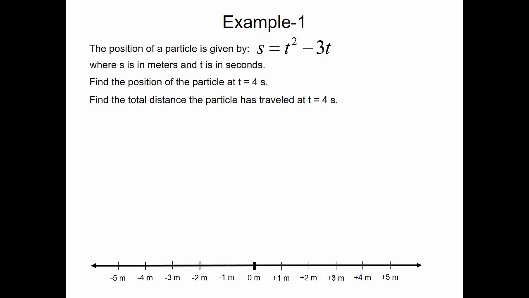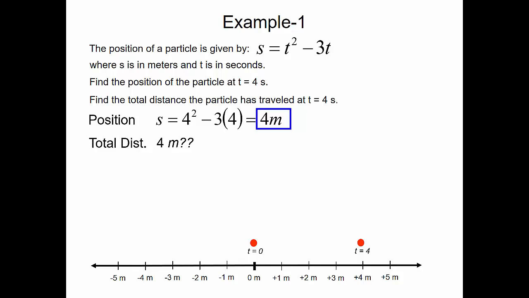Well, the equation that we have is a position equation. So if we simply plug in 4 for our time and solve for the position s, we would get that our position at the time of 4 seconds is 4 meters. If we draw that on our little graph, then we can see that at time 0, our position is 0, and at time 4, our position is 4 meters.